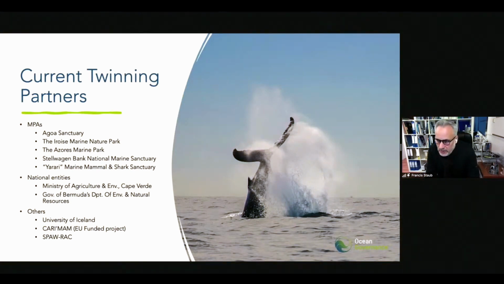Currently, we have about 10 partners of this twinning. As you will see on the screen, we have different levels of engagement. It ranges from MPAs, such as the Agoa sanctuary in the Caribbean, the Iroise Marine Park in French Brittany, and the Azores Marine Park, to national entities such as the Ministry of Agriculture for Cape Verde, or the Ministry of Natural Resources for Bermuda. We also have a university, and another EU-funded project, the Caribbean project, which is a project in the Caribbean.